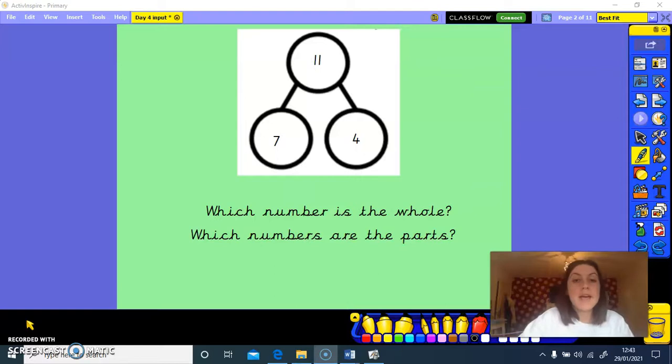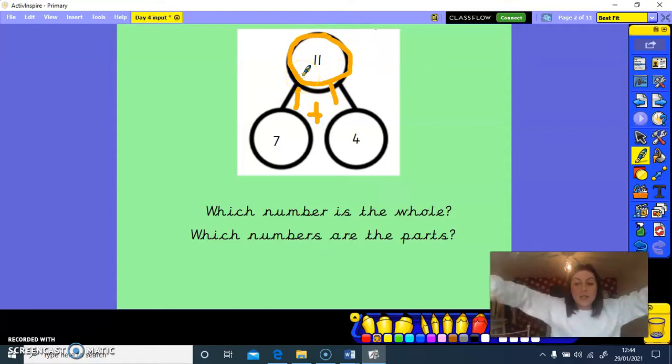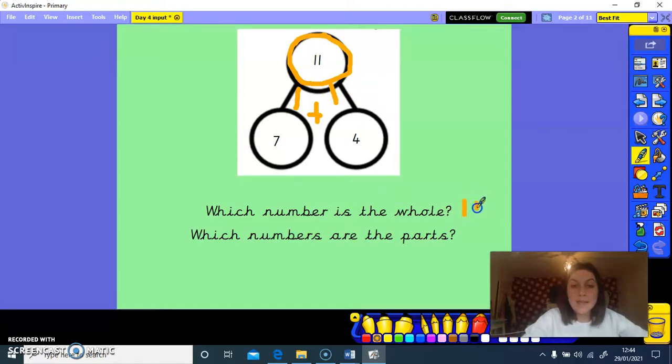So which number is the whole? 11, isn't it? 11 is my whole here because it has the 2 arms coming down, because this part and this part added together will make the whole 11. So the whole always has 2 or more arms coming out of it. So 11 is the whole, and that makes 7 and 4 the parts.